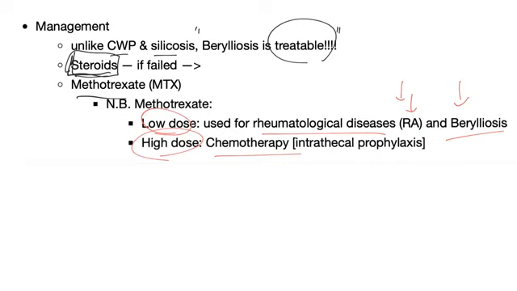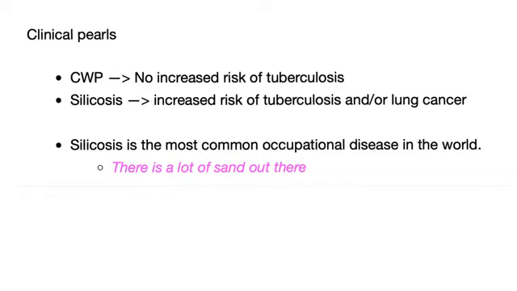It's a lower dose. My favorite part of the lecture, clinical pros. Coal worker pneumoconiosis has no increased risk of tuberculosis. Silicosis, on the other hand, there is an increased risk of tuberculosis and or lung cancer. How about berylliosis? With berylliosis, there is no increased risk of TB, but there is increased risk of cancer.